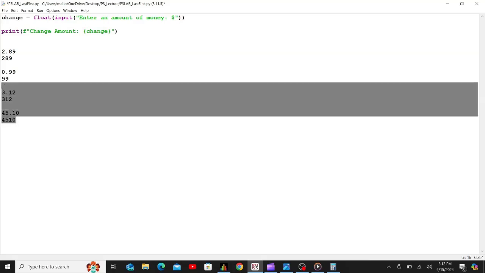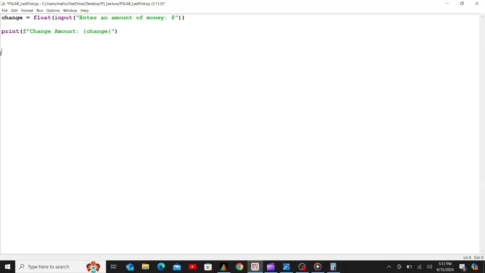So going along with that concept, how do we get from 2.89 to 289? Mathematically, we need to multiply times 100. If we multiply times 100, that takes our decimal and moves it 2 places to the right, so it ends up here, which is the same as the whole number, 289. So let's do that right now. We're going to call the change variable and assign a new value to it. We're going to take whatever the change currently is and multiply it times 100.